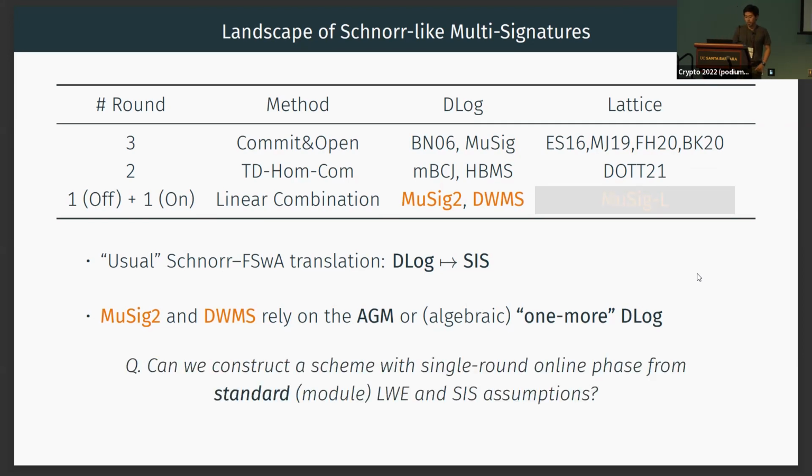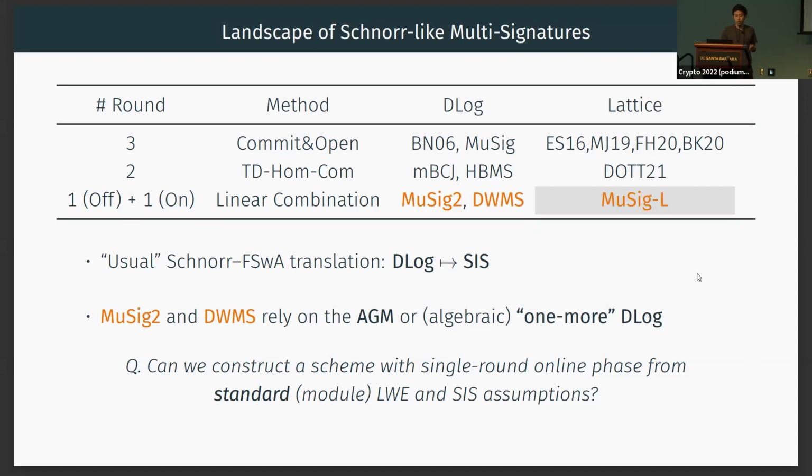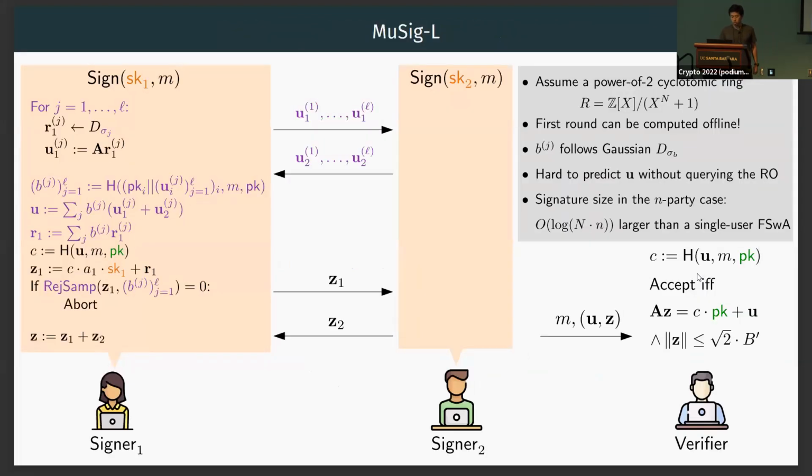So our question was, can we construct a scheme with a single-round online phase from standard LWE and SIS assumptions? In this work, we answer this question by proposing a new scheme, MUSIC. So let's take a look at our scheme. On a high level, it works as follows. The main differences from the passively secure protocols are highlighted here.